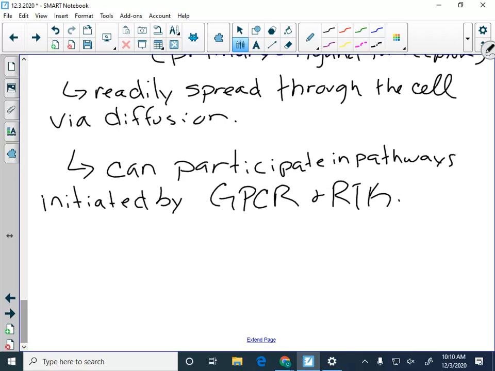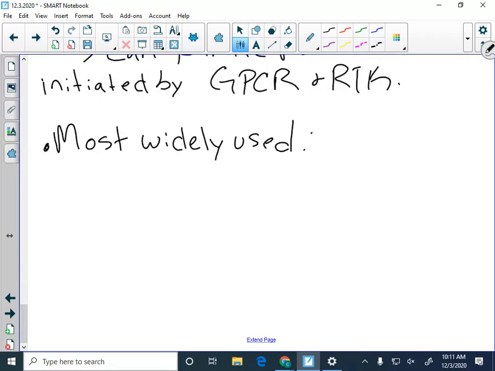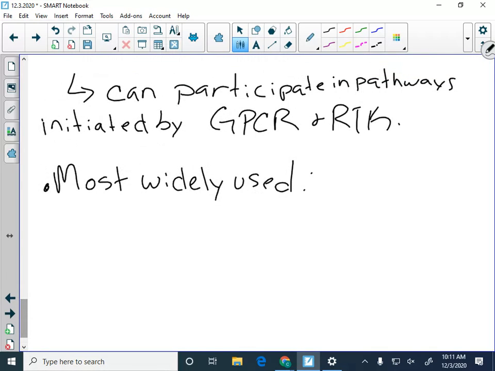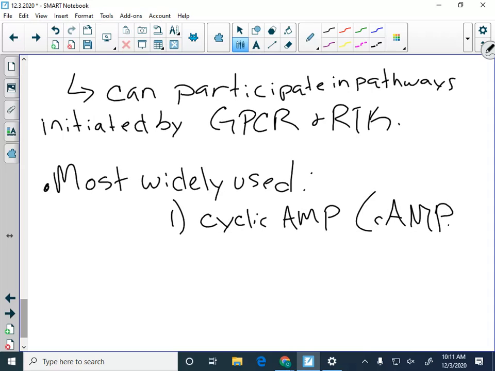Now there are a lot of second messengers, but the most widely used, and the ones we're going to talk about, are cyclic AMP, or little c AMP, and calcium ions.